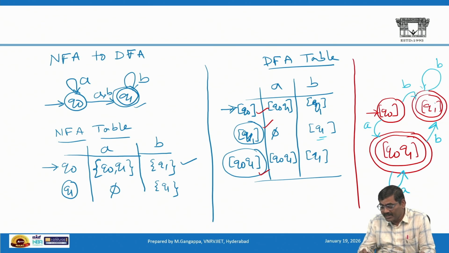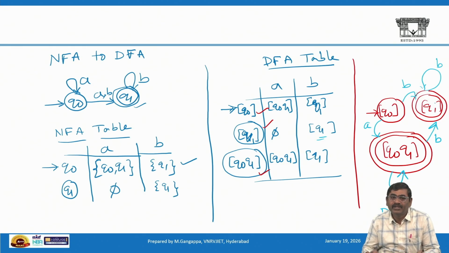When we observe this diagram, each state with the different input symbols contains only one transition. Therefore, this diagram is a deterministic diagram. That is why this is called a DFA diagram, or deterministic finite automata. So this is how we can convert NFA into DFA. With this I conclude my session.